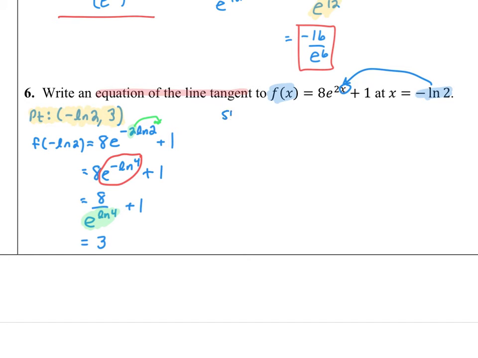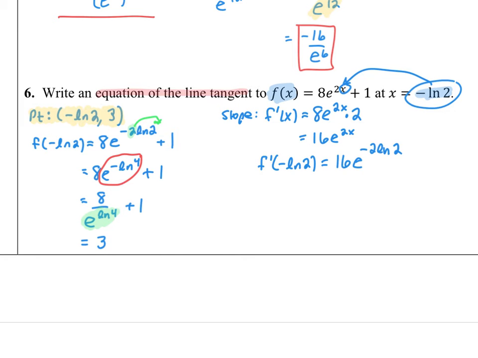And for my slope, I know I'm going to need a derivative. So I'm going to find f prime of x. So this is an exponential function, so I write down exactly what I see, and then multiply times the derivative of the exponent. And the derivative of 1 is just 0, so this is 16e to the 2x. And I want to know what that slope is at an x value of negative natural log of 2, so I find f prime of negative ln 2.